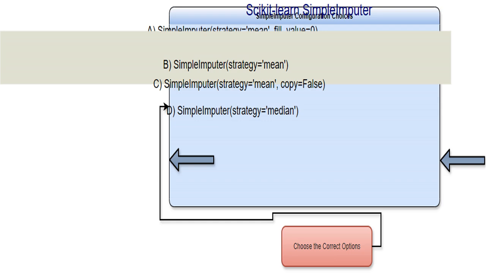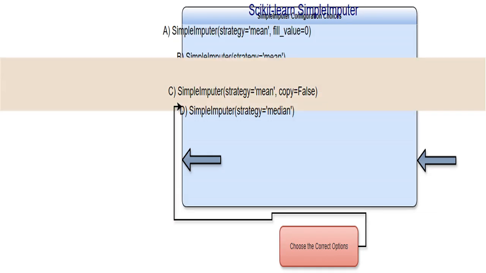I like this one. This option uses the mean strategy, but the crucial difference is the copy parameter. This means that instead of creating a copy of my data and imputing on that copy, it will change the original data directly. It can save memory, but I'll have to keep in mind that my original data is modified.